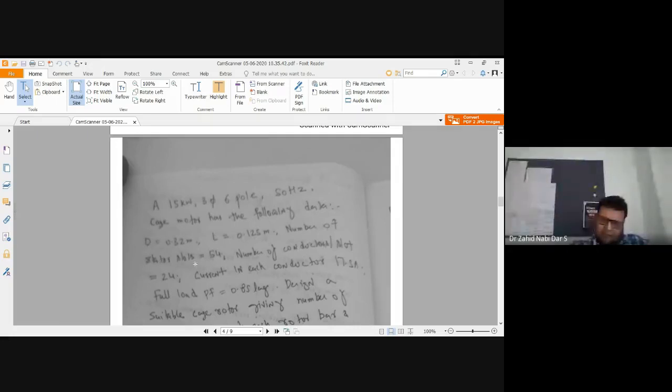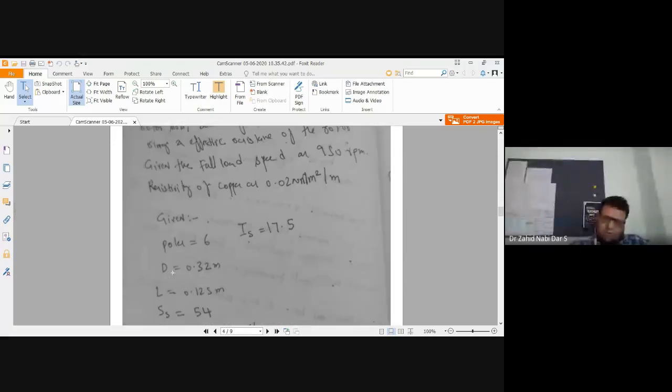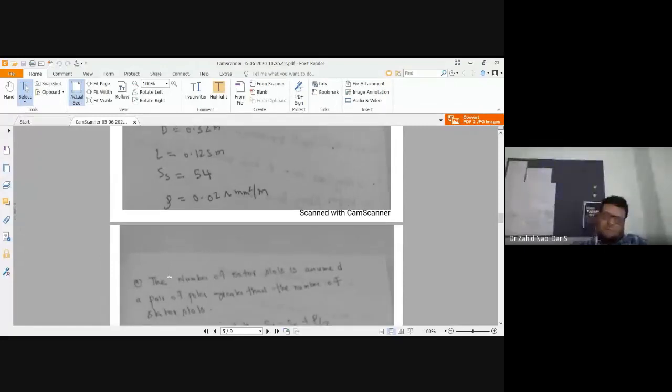It will only happen when you multiply stator slots into conductors per slot. Stator slots is 54, conductors per slot is 24. So 54 into 24. Here stator slots and this slot will get cancelled. Only the total number of conductors you will get when you multiply 54 with 24. This is equal to the total number of conductors, Zs. So Zs in a 3-phase system is equal to 6 times the total number of turns per phase. So your Ts would be equal to your Zs divided by 6.